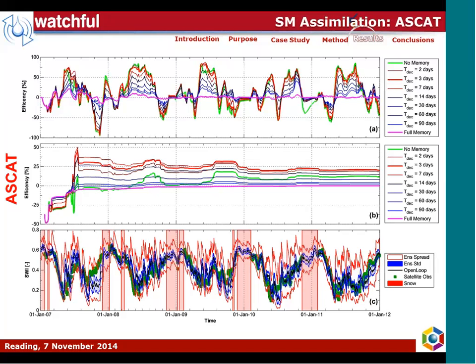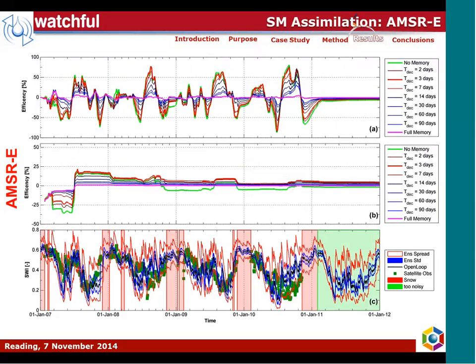On the middle graph, you see then the accumulated efficiency since the beginning of the experiment, and you can see that in the end, overall, we get improvements up to something like 25% with respect to the open loop, which is a good result in my opinion. We redid the same experiment with AMSR-E data, and with AMSR-E data, we could already see after the triple collocation that the uncertainties in this area were much higher than for the ASCAT product.